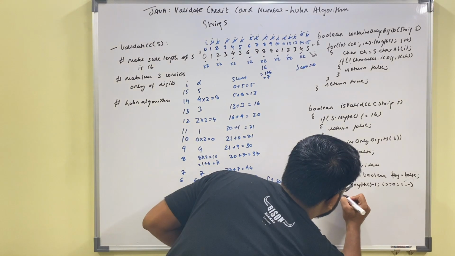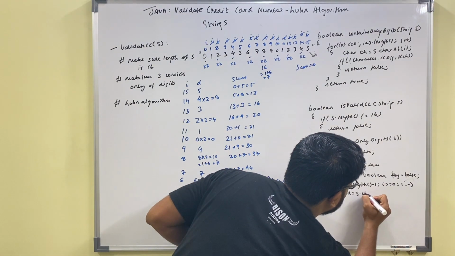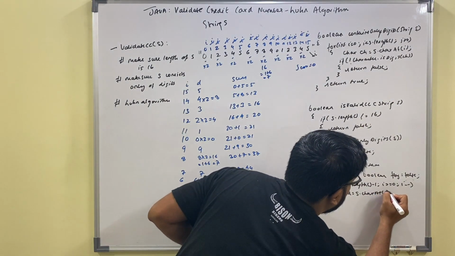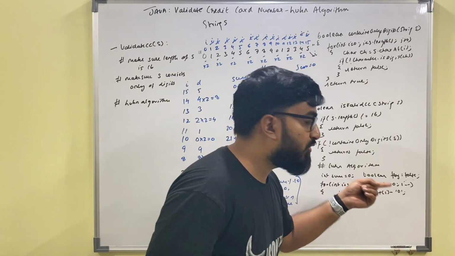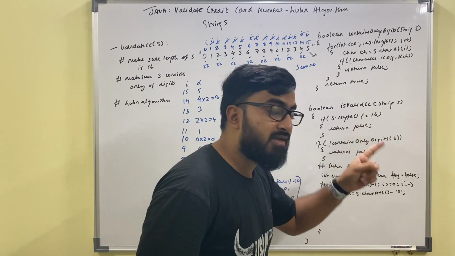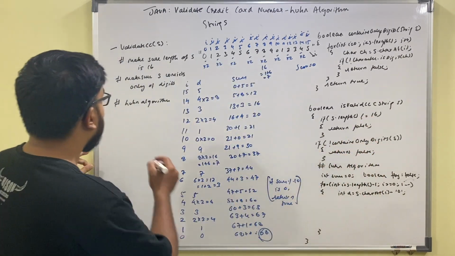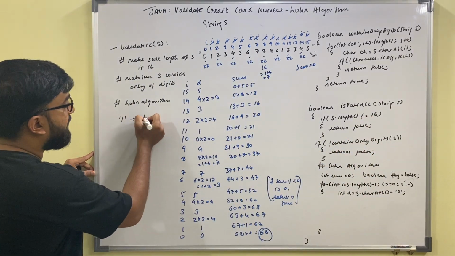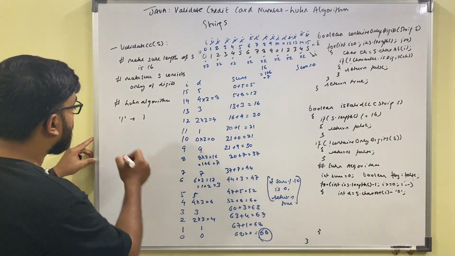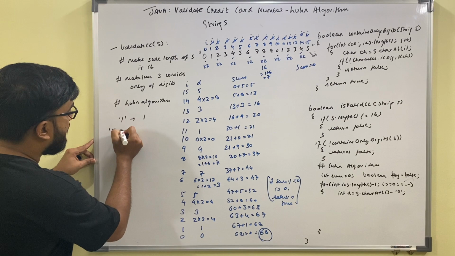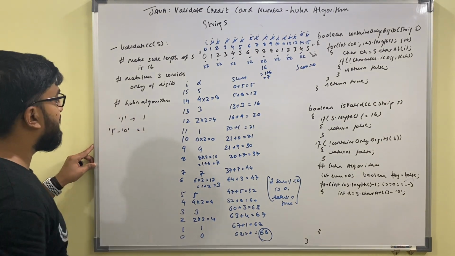So I get my digit as int d is s.charAt(i) minus '0'. This basically is the standard trick to get the digit from the corresponding single character that stores a digit. That is, if I have, say, '1', which is a character, a single character, I need to get the integer 1. So what I do is '1' minus '0', and I get 1.